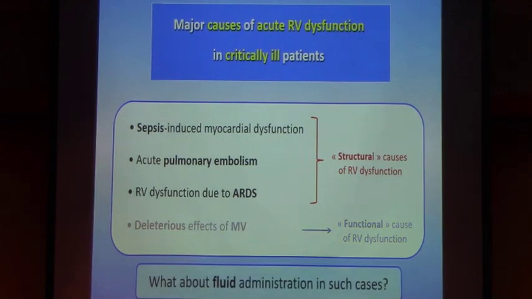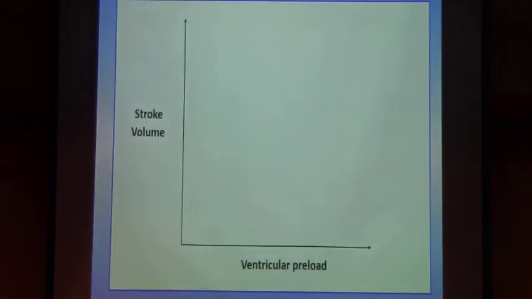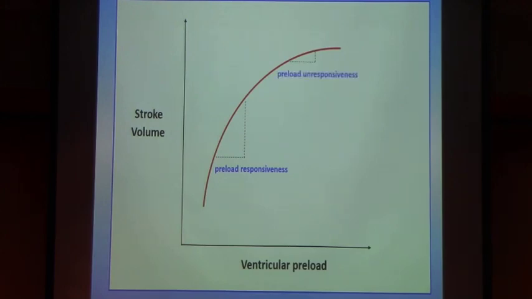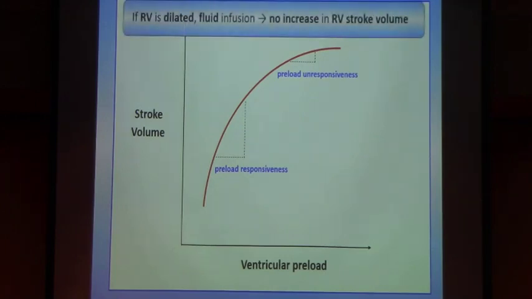Because when you give fluids in patients with a structural cause of RV dysfunction, what happens? To understand what happens, we have to look at the Frank-Starling relationship again for the right ventricle. Stroke volume, ventricular pressure. If you are in the case of preload responsiveness, no problem, you have an increased stroke volume. But if the RV is dilated because of the structural cause of RV dysfunction, you have no increase in stroke volume, no increase in cardiac output. So, when the RV is dilated, fluid infusion results in no increase in RV stroke volume.